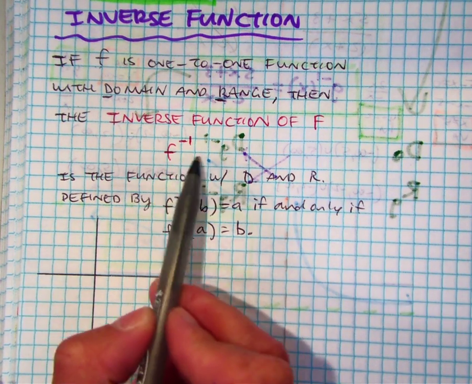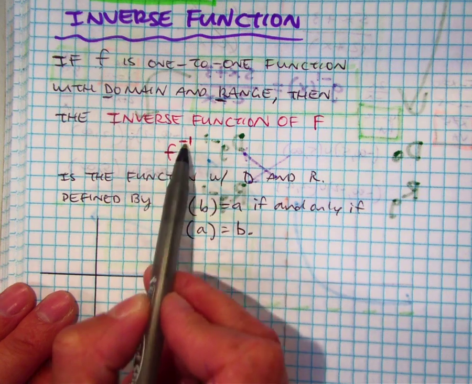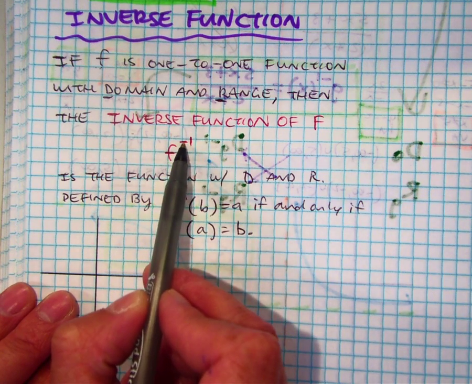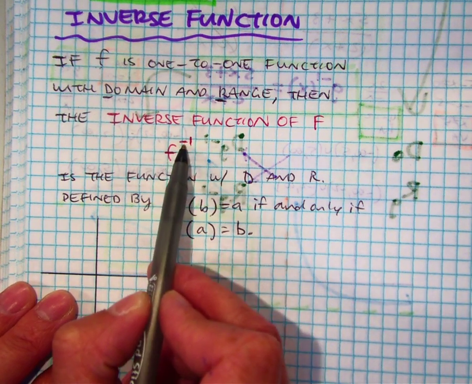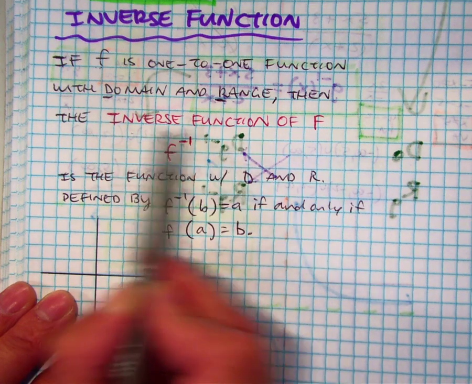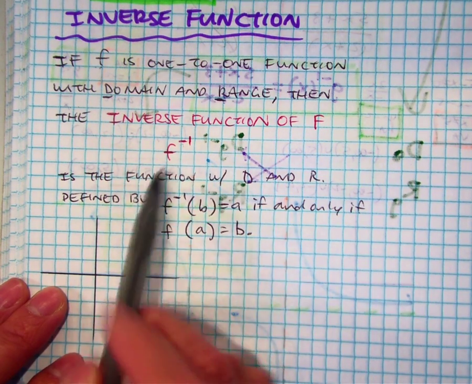Now pay attention. This is not an exponent. This is not f to the negative 1. So don't say f to the negative 1. We say what, class? Inverse function. We say inverse function. Well, what do you notice about the inverse function?